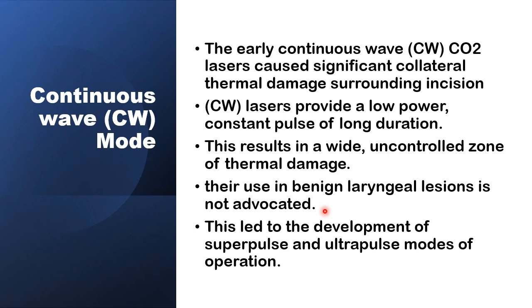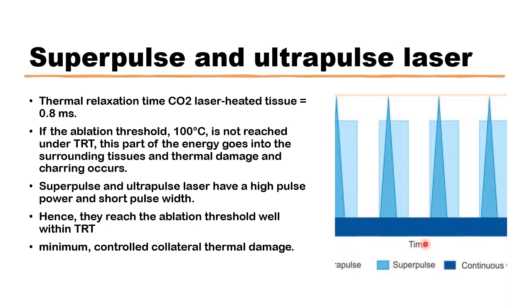And this is why surgeons had directed their attentions to the newer developments of super pulse and ultra pulse modes of laser operation. This chart would show the variation in the tissue temperature with time in the x-axis, and 3 different modes of delivering the laser. Now the target here is to achieve a certain threshold temperature, 100 degrees for example in the case of use of carbon dioxide, within a very short period of time, which is the thermal relaxation time of 0.8 milliseconds.